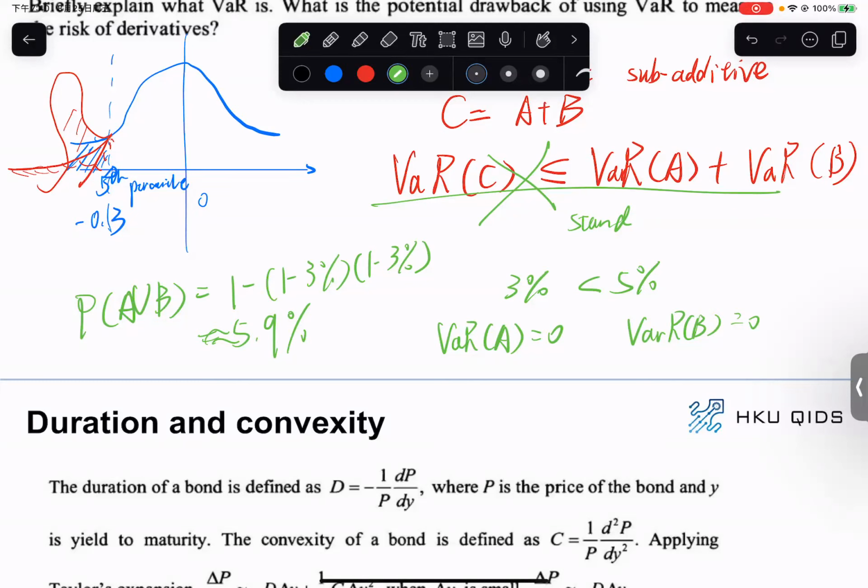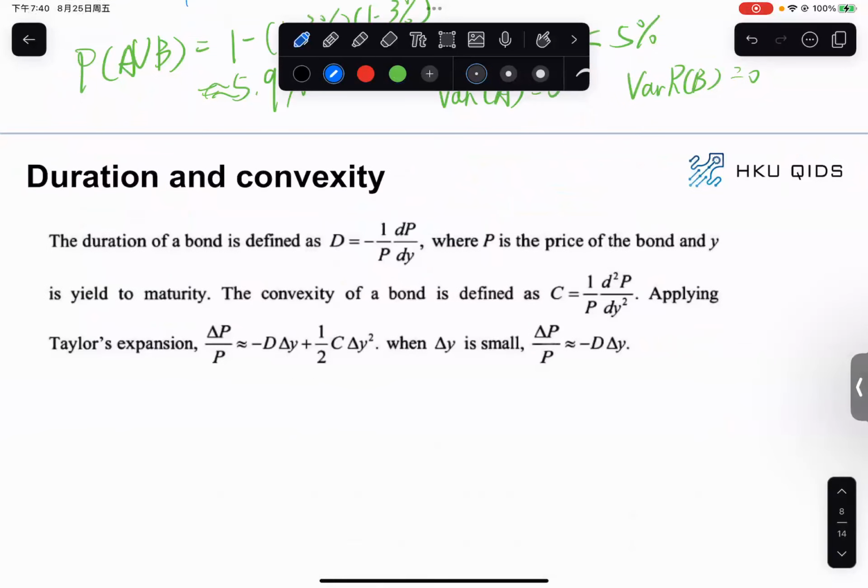A measure is called coherent if this holds, and we have some other kinds of properties. If you're interested, you can go check on that. Okay, so another important concept.